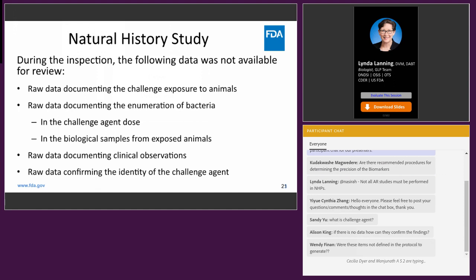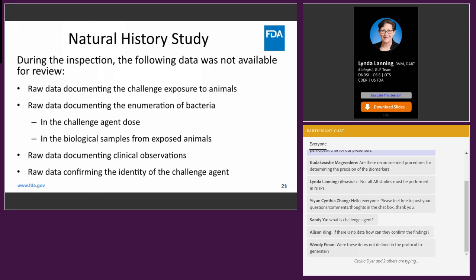However, during the CDER FDA inspection, a data integrity audit revealed that raw data documenting various aspects of the challenge agent exposure, bacteria enumeration in the challenge dose and in biological samples from the animals exposed to the challenge agent, and clinical observations were unavailable for review by the inspectors.